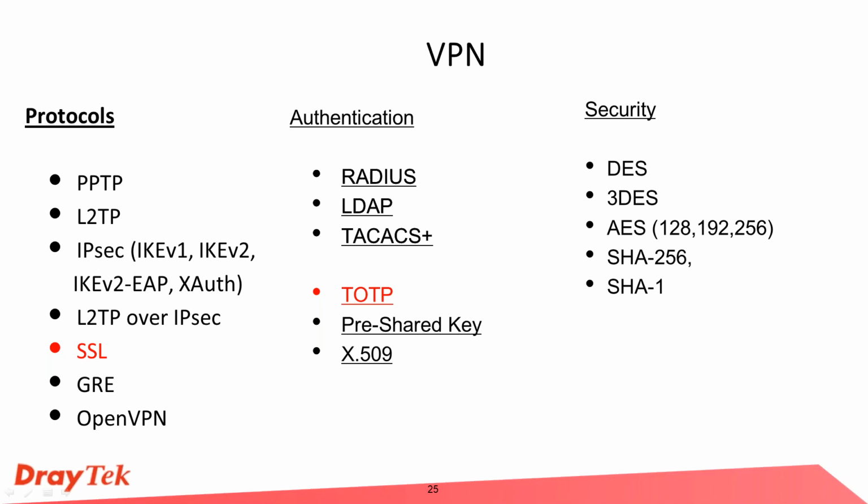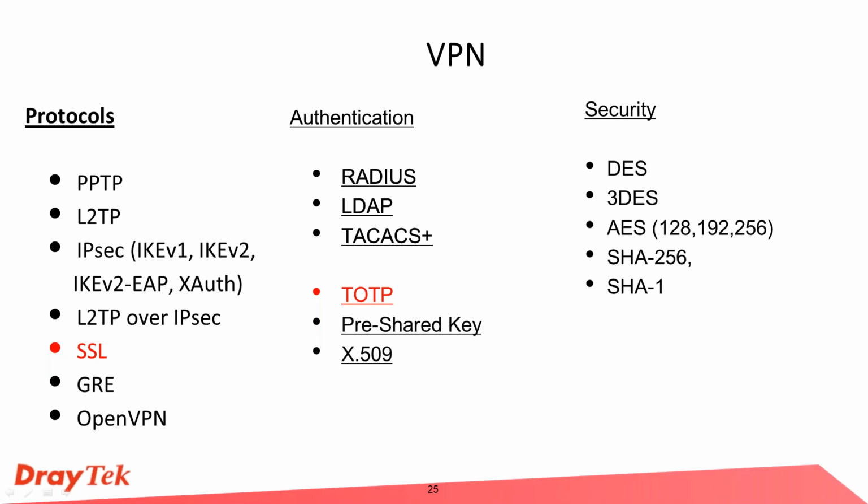In terms of authentication, you've got a range of authentication methods that you can use. You've got RADIUS. You can use LDAP authentication. You can use TACACS. More commonly, people will be using TOTP or just simply pre-shared keys. And if you really wanted to make it super secure, you can use X509.